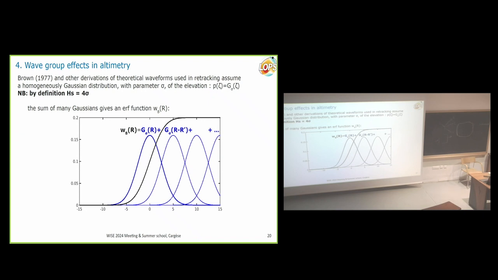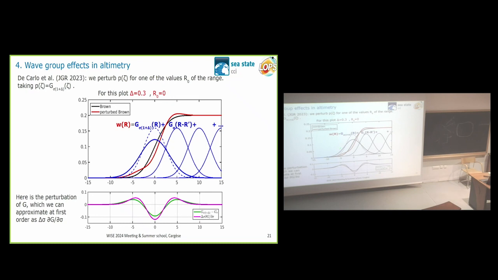Now, if you have some perturbation of the wave height locally, and so instead of having this dashed line, you have this solid line, you get some perturbation in the waveform, which is going to be this pink line. And basically, the waveform is the black plus the pink, which gives you the red line. So instead of having a nice Brown waveform, we get some perturbation. This is what's happening if you have a perturbation at nadir, and you can quantify the magnitude of the perturbation with the ratio of the wave height in that perturbation and the wave height outside. And this R naught is telling you if the perturbation is at nadir or away from nadir.